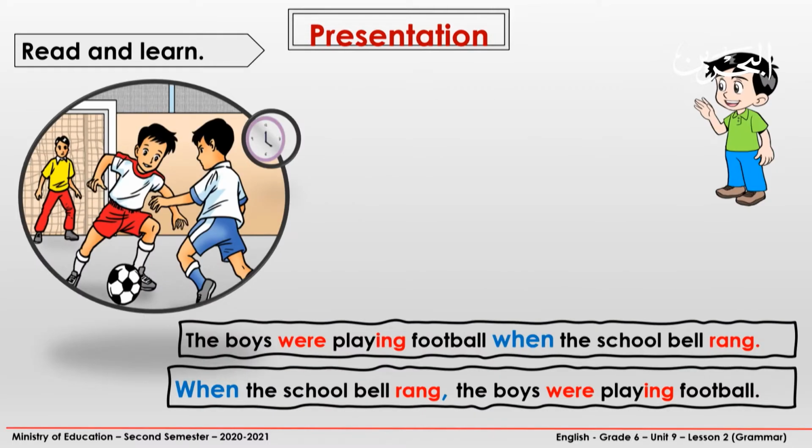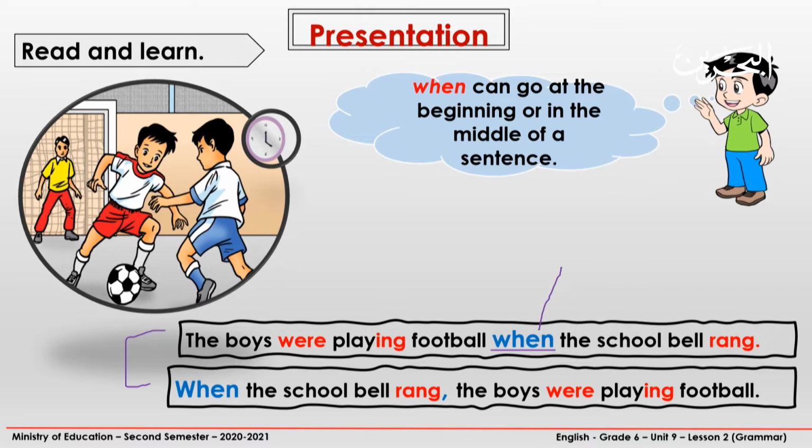Now similarly, I want you to read the two sentences and we'll discuss it further. I'll give you 30 seconds. Read it. Okay, let's read it together. The boys were playing football when the school bell rang. So what happened here? They had to stop. So something interrupted. When the school bell rang, the boys were playing football. Same meaning.